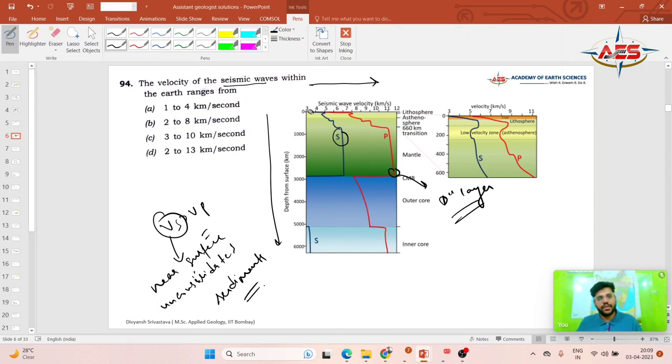Okay, so you can see the value is ranging somewhere beyond or near to 12. It is very much near to 12, and the lowest you can see 3, or it is also coming before 3. So below 3 and more than 11.